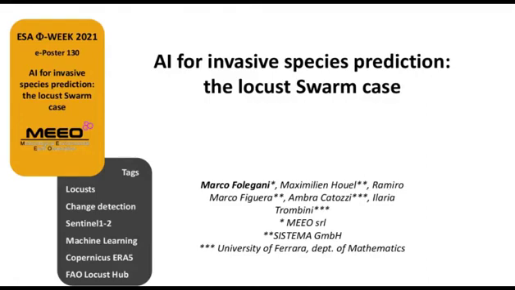The desert locust is a well-known plague affecting a large area from North Africa to India that compromises the food security and the economy of fragile countries.